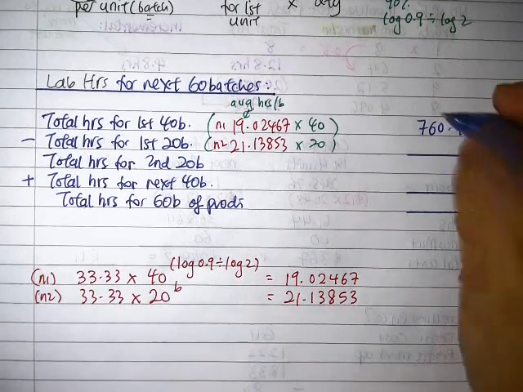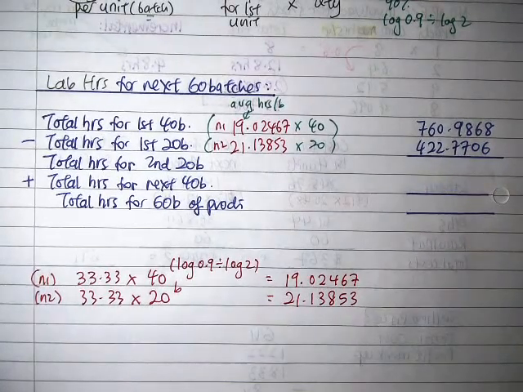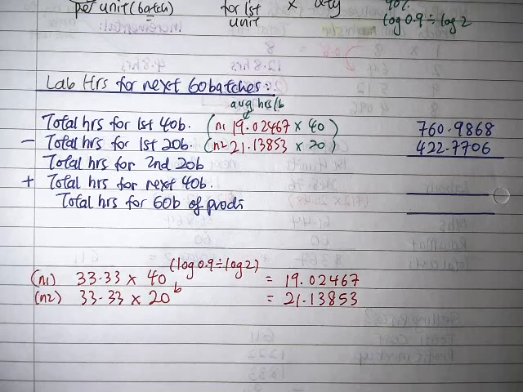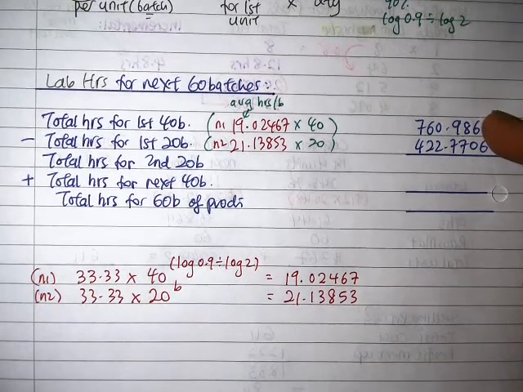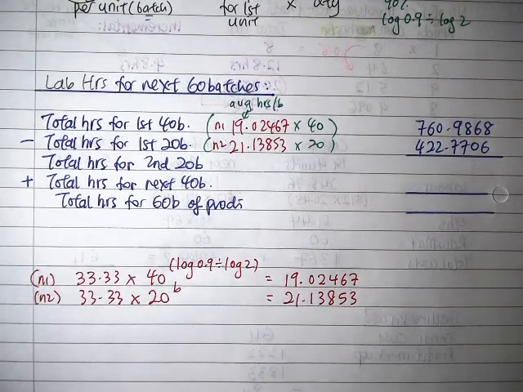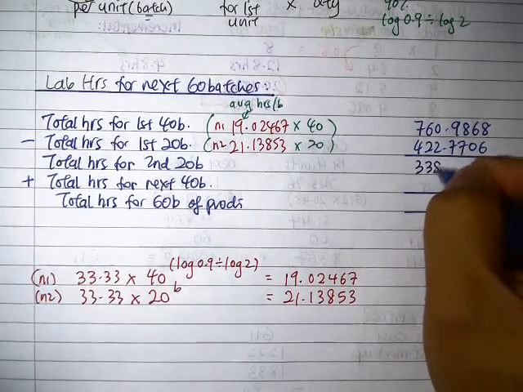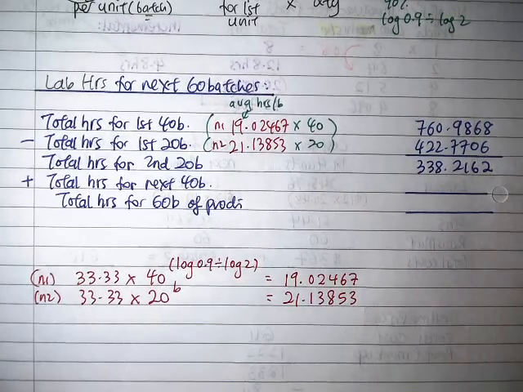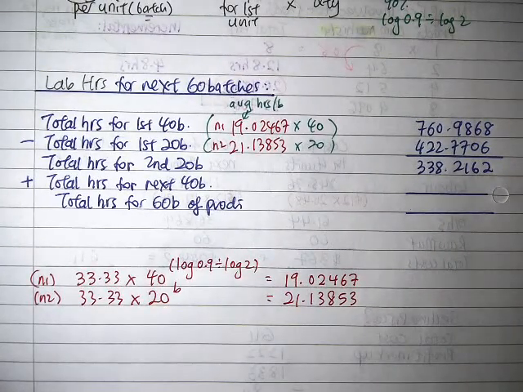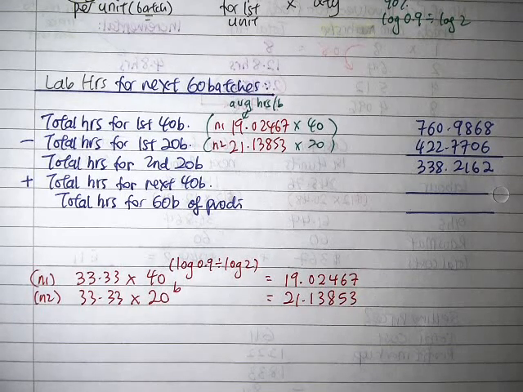Now that's giving us a total hours of 422.706. Now, so that's the total hours you need to make all the 40 and to make the first 20. So the difference will be the hours for the balance 20. That means batch 21 to batch 40. So that hours requirement is 338.2162. Now what about the balance of the 40 batches?